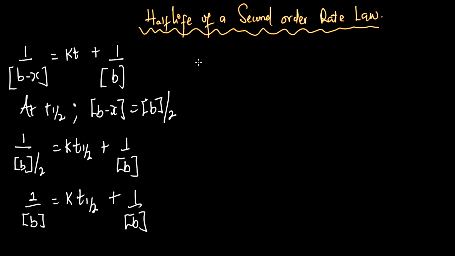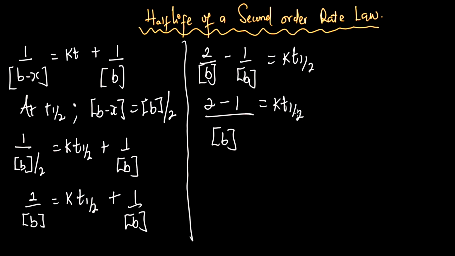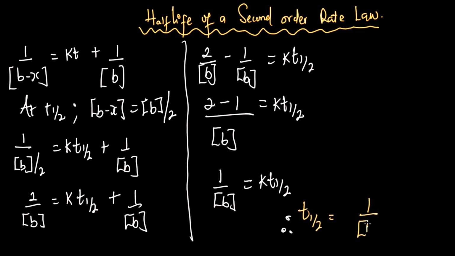So let's collect like terms. We have that 2 over B minus 1 over B equals k t 1/2. So therefore this becomes 2 minus 1 over B equals k t 1/2. So therefore we have that 1 over B equals k t 1/2. So therefore, we can say that the half-life for a second order reaction becomes 1 over B, and let's put the k here.